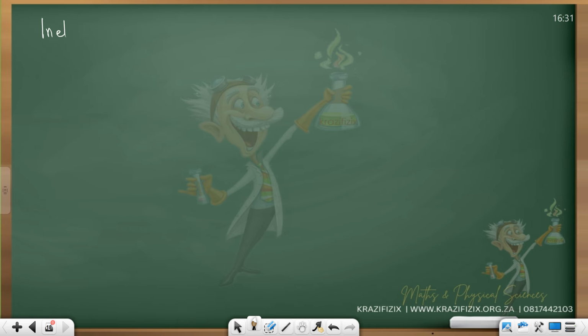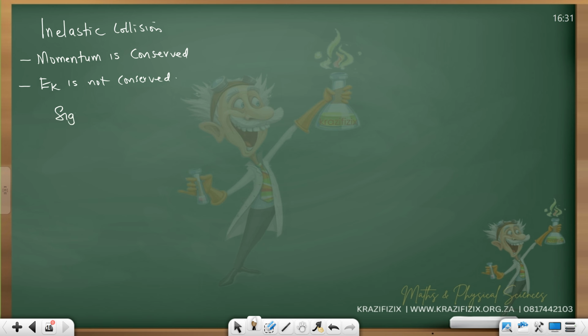Inelastic collision, what do we know? Momentum is still conserved, please don't be deceived. Momentum is conserved, but kinetic energy is not conserved. Signs of inelastic collision. Physical science. Number 1, object changes shape. Number 2, objects move together as a unit.